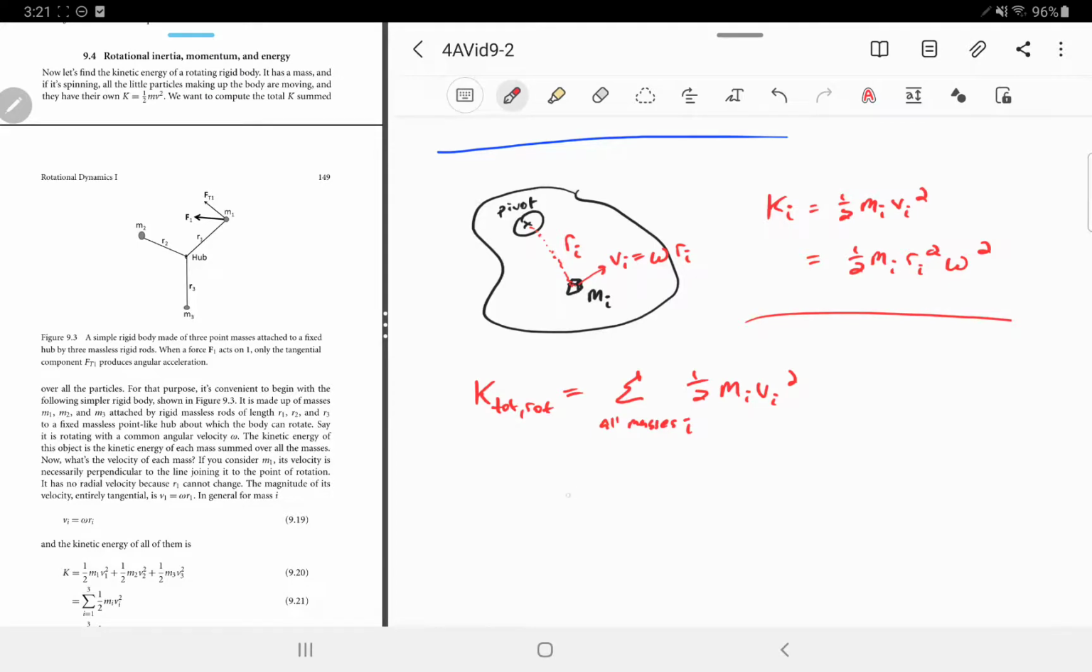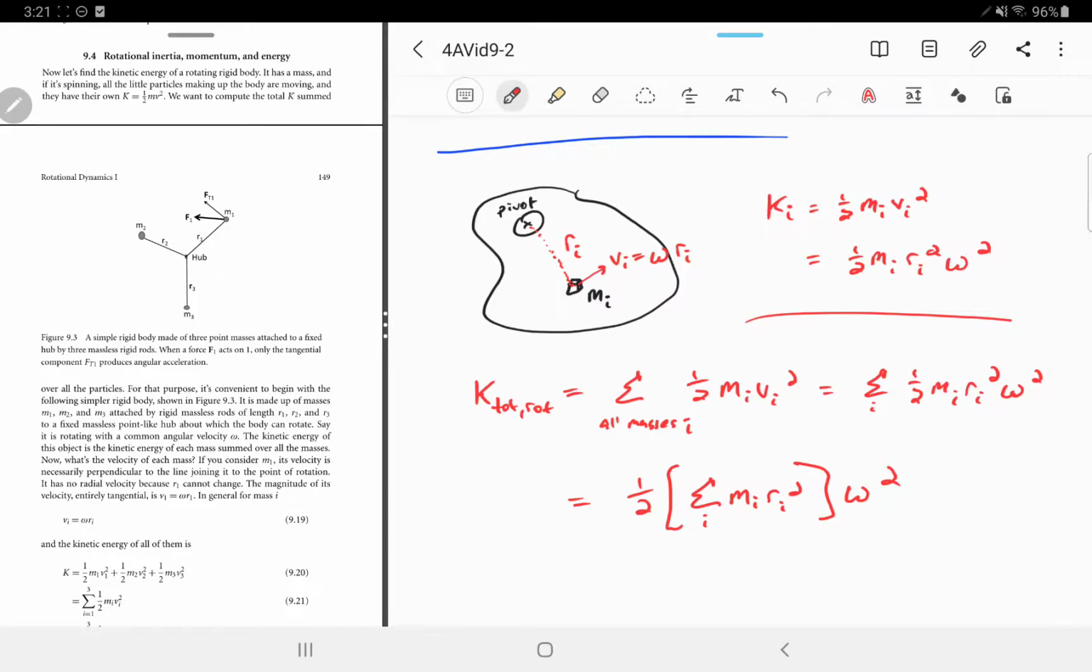Okay, so summing over all masses, we can actually write it this way. The 1/2 is common to every piece. And if we plug in for V, so remember, V was R times omega. So V squared would be R sub I squared times omega squared. And we could factor out a 1/2, and we could factor out an omega squared. Okay.